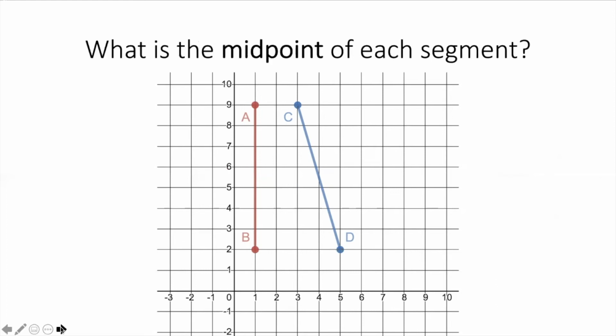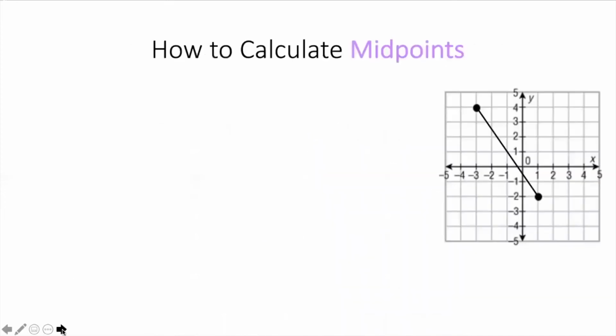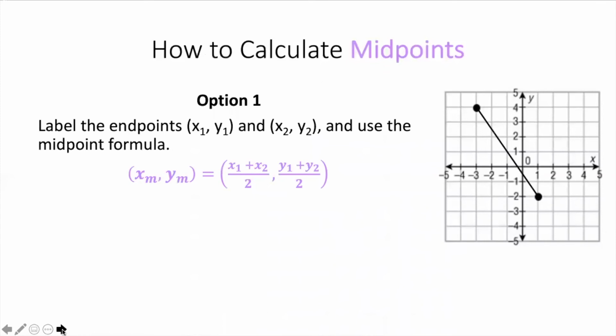So looking at these same two line segments, now we're going to consider what is the midpoint of each segment. And midpoint does mean the point in the middle of a line segment. So just like we talked about with two different ways of calculating lengths or distances between points, we're going to have two options for how to calculate midpoints. So option 1, there is what's called a midpoint formula.